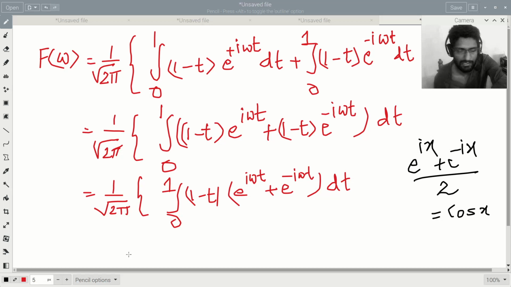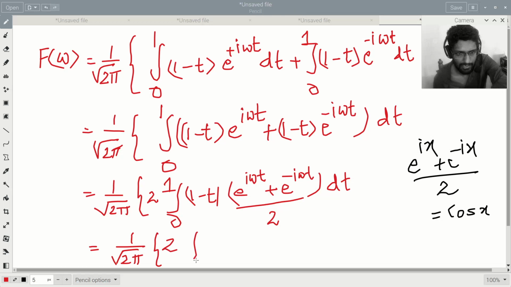is nothing but cos x. Now what is missing here? A 2 is missing. So in order not to change the value of that quantity, we put a 2 in the numerator. Now that thing in the bracket, we can replace it with 2 times integral 0 to 1, 1 minus t. So what is inside the bracket? Now it's cos omega t dt.